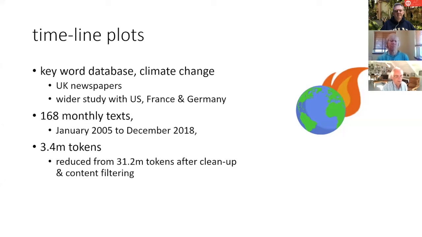So we've reduced, in this case, the UK data to about 10%. So we've got now 3.4 million tokens when the original data was about 31 million. We've had to do a lot of cleanup and content filtering, and that's taken quite a lot of effort. So 168 texts on issues which are somehow centered on climate change from certain specified newspapers.